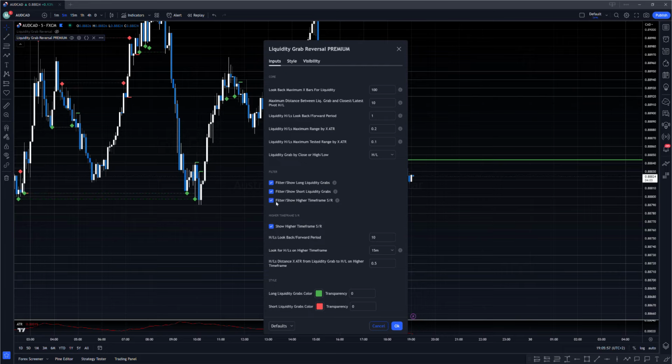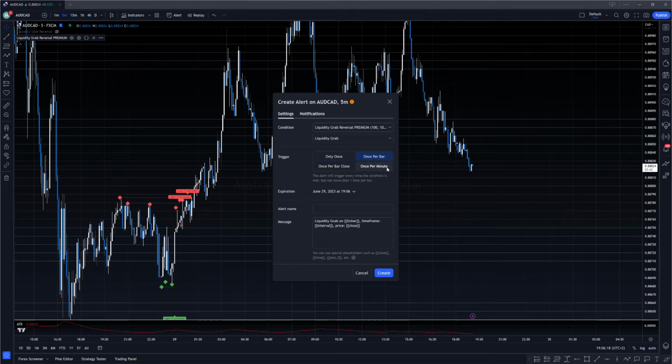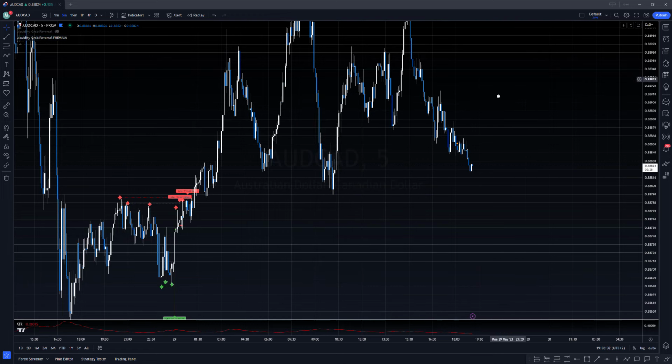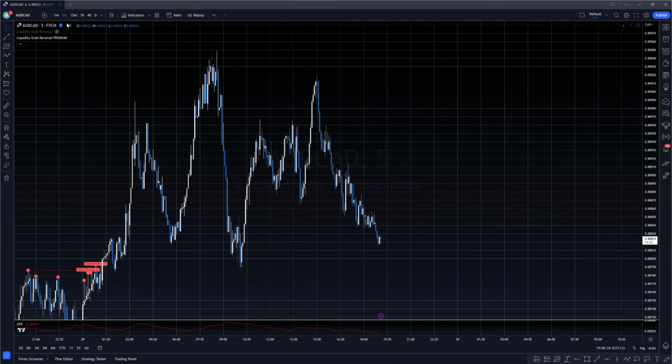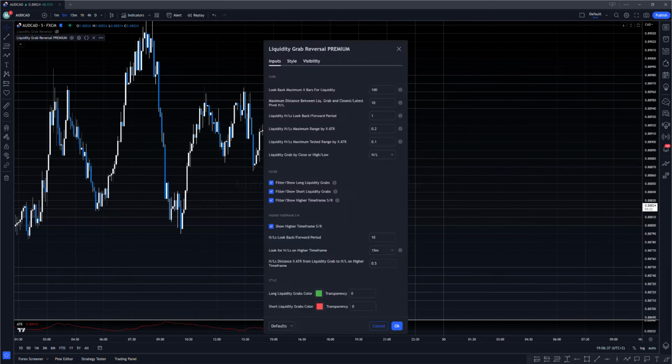Please never use the once per bar close clause, never use it. Use once per bar instead, or only once, or once per minute. So if I want to create an alert for liquidity grab, you can create an alert for liquidity grab long, short, and this is for general, for both, once per bar, create. So I have created an alert on the 5-minute time frame, and it triggers on any liquidity grab, but be careful. Now I have clicked filter higher time frame, so only when this type of trade, long or short, happens, the alert will be triggered.